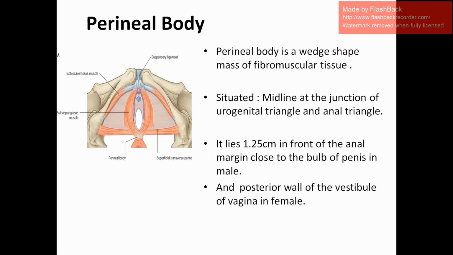Now, what exactly is the perineal body? This perineal body is a wedge-shaped mass of fibromuscular tissue situated in the midline at the junction of urogenital triangle and the anal triangle. It lies 1.25 centimeters in front of the anal canal. So this is the anal canal, close to the bulb of the penis in male and posterior wall of the vestibule of vagina in female.